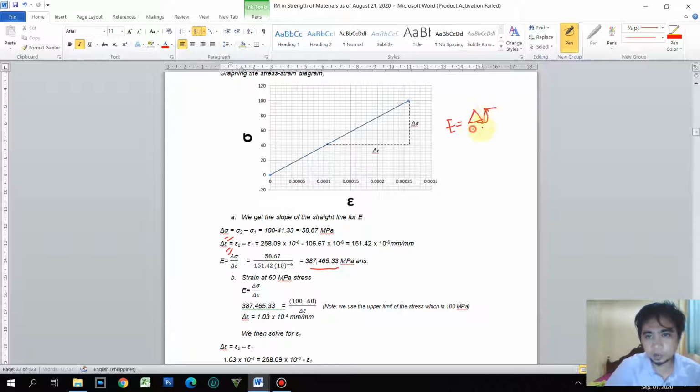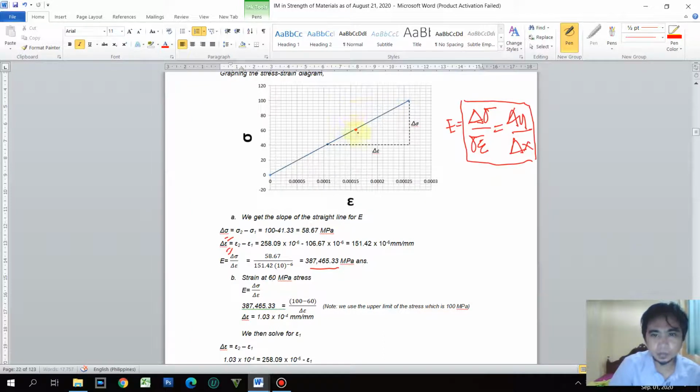Change in sigma all over change in epsilon, or delta y over delta x on the x and y plane. So therefore, we'll just be utilizing similar triangles. So what is the corresponding strain on 60? Looking at the ordinate or the y axis, we project that one. Here it is. So what is opposite this? That is the question. What is the strain on this portion?